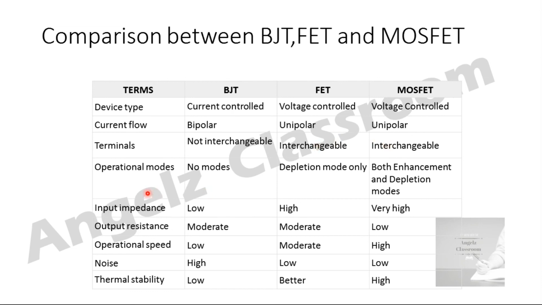As for operational mode, in BJT there is no operational mode, whereas FET has depletion mode operation, and MOSFET has both enhancement as well as depletion modes. The input impedance is low in a BJT device, whereas it is high in FET and very high in MOSFET. Output resistance is moderate in BJT and FET, and in MOSFET you will have a low value. Similarly, you can compare operational speed, noise and thermal stability. Okay, so that's all for today.